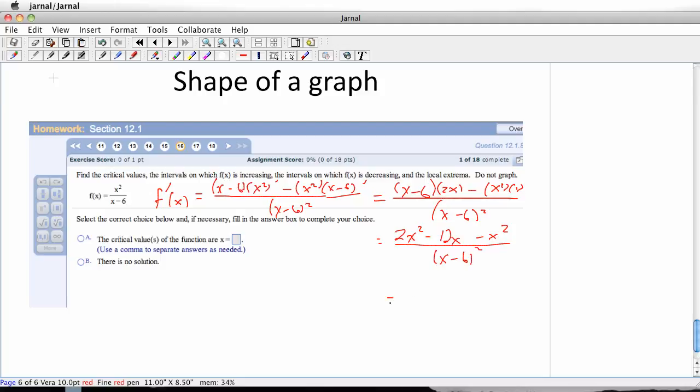So we're almost done. In the numerator, there are some terms that combine. The 2x squared minus x squared is just x squared, positive x squared, and then minus 12x, same denominator. And then finally, I'll write that in a factored form. I have x times x minus 12 in the numerator, and x minus 6 squared in the denominator. I now move on to draw my sign chart.